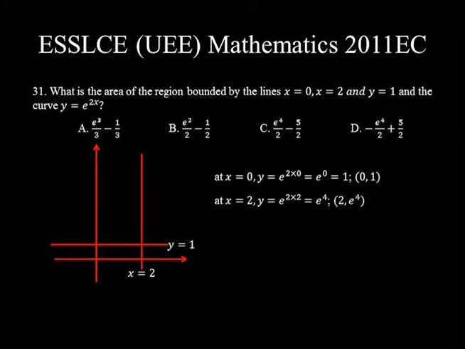The ordered pairs are 2, e to the power of 4, that is roughly around here, and 0, 1 at this point. Thus, the rough sketch of the graph looks like this. This region marked with small boxes is the one whose area is to be calculated.